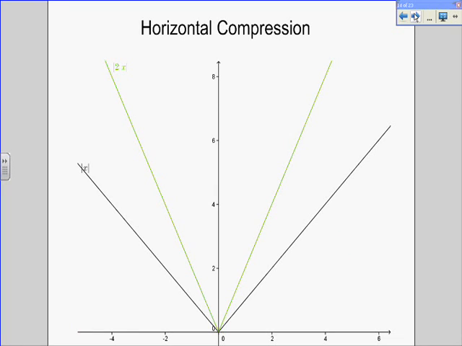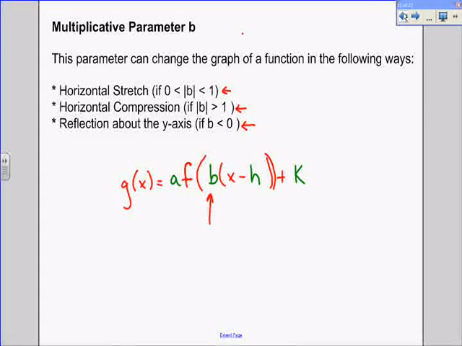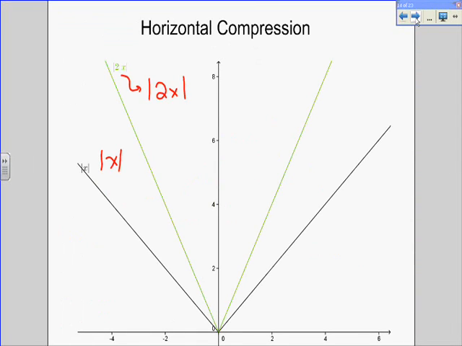So these are my two functions here. Again, this is a little bit hard to read. This is the absolute value of 2x, and this is just the absolute value of x. So my original function is in the black here, and we know from our notes, if b is greater than 1, which it is, it's 2 in this case, I end up with a horizontal compression. So everything is getting smushed in from the sides. That's how I'm sort of imagining it happening here. We have a horizontal compression happening.